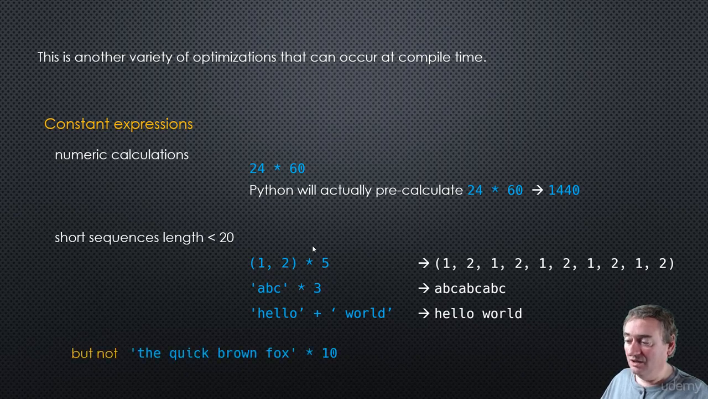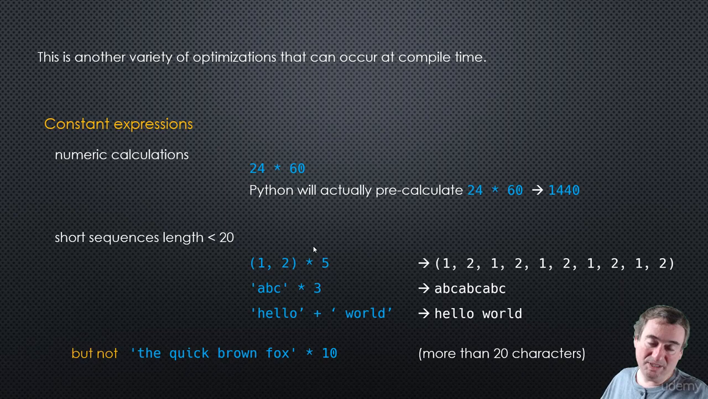On the other hand, the quick brown fox times 10 is more than 20 characters, so that will not get stored, right? There's a trade-off between storage and computation. So how much overhead do you want to have by storing pre-calculated expressions versus the speed? And so Python decides to do the trade-off at 20 characters.